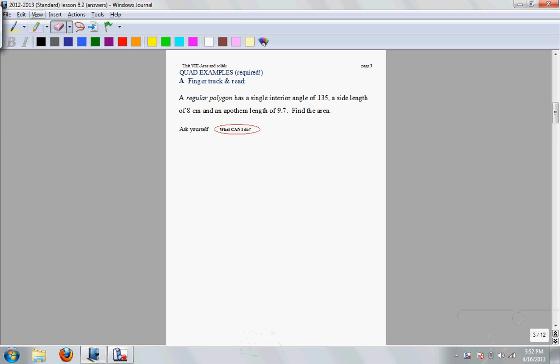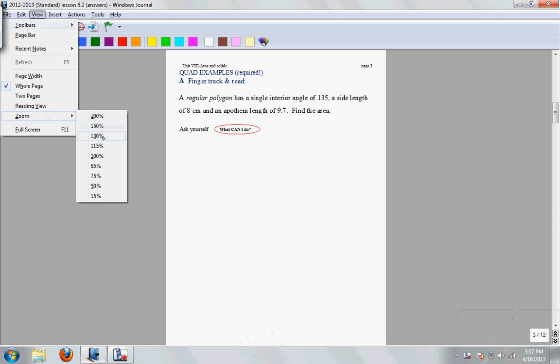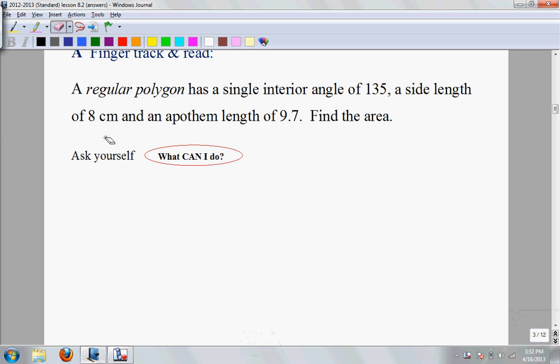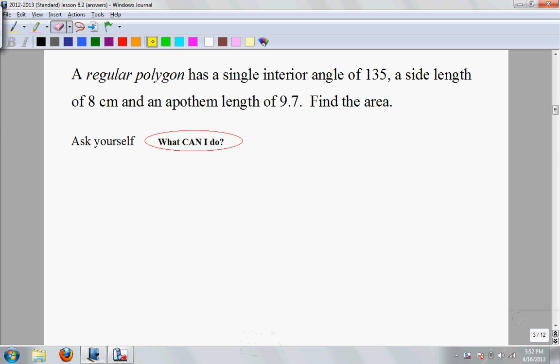Okay, problem number A. Let's take a look. Let's finger track and read the given information. It says a regular polygon has a single interior angle of 135, a side length of 8 centimeters, and an apothem length of 9.7. Find the area. Okay, so one step at a time.